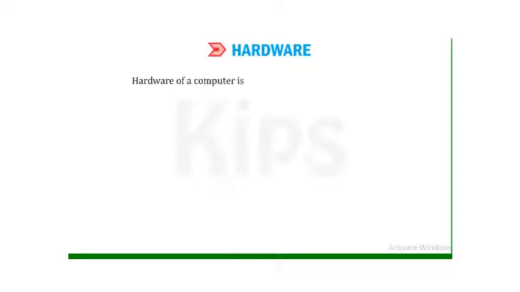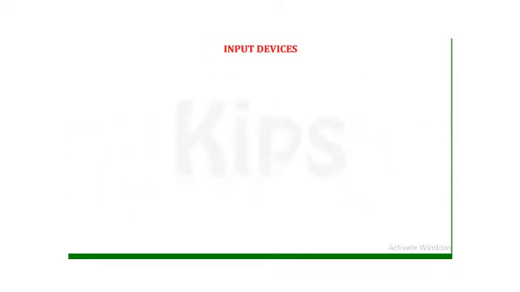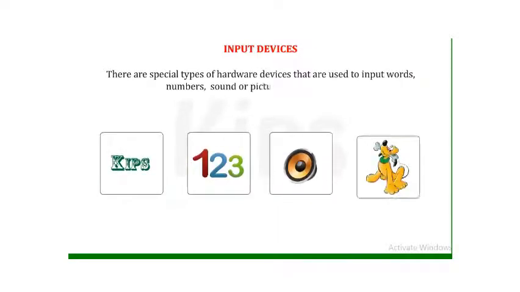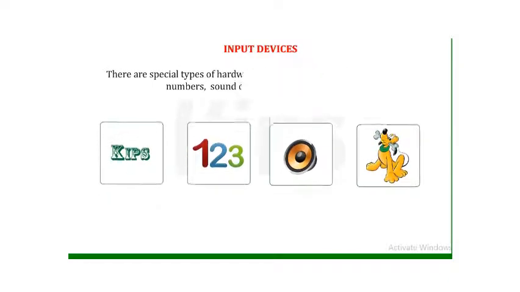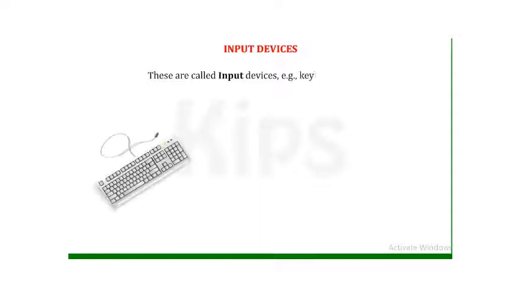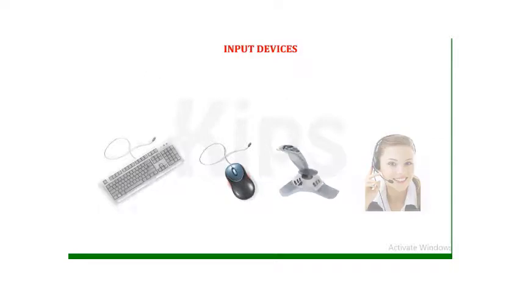Hardware of a computer is further classified into three parts: input, output, and storage devices. Let us talk about each of these in detail. Input devices. Input devices are special types of hardware devices that are used to input words, numbers, sounds, or pictures into a computer. They are called input devices, for example, keyboard, mouse, joystick, microphone, etc.